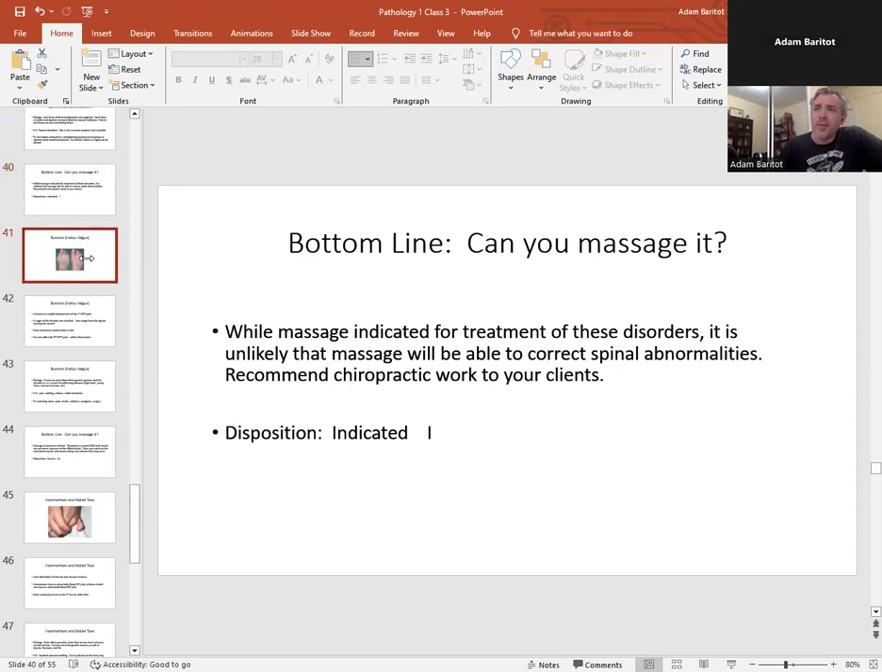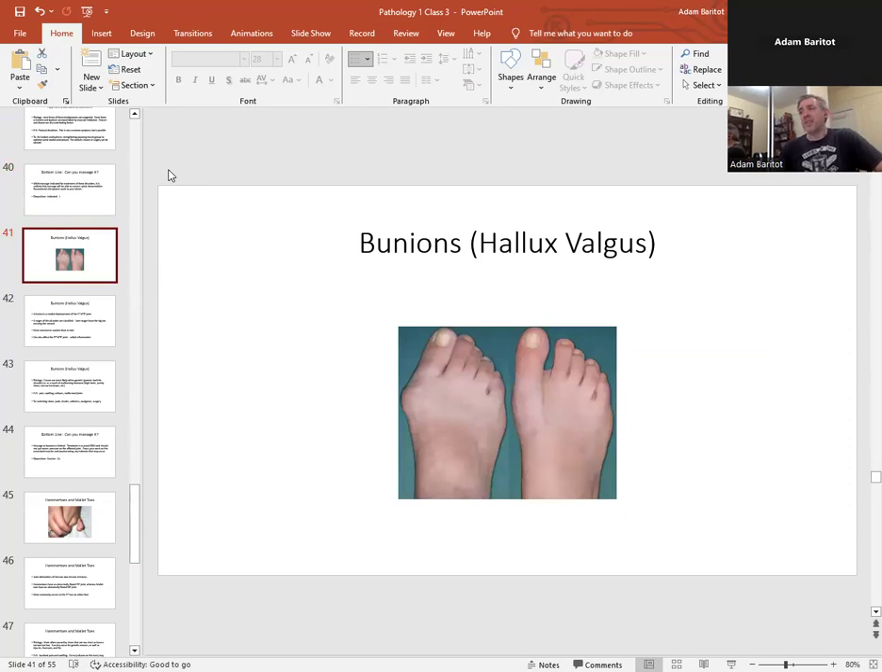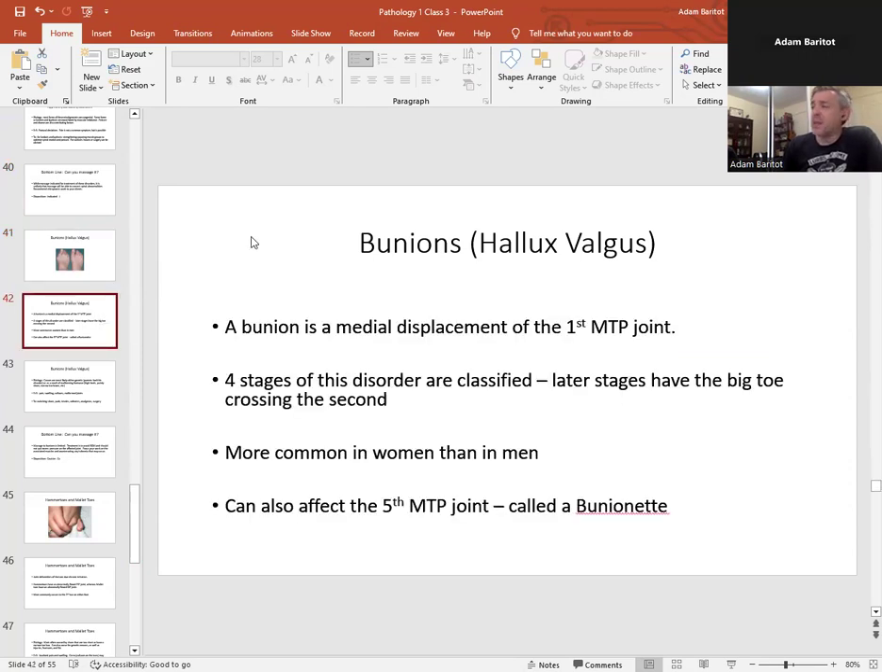Next up, we have bunions. The formal name for a bunion is a hallux valgus. A bunion is a medial displacement, deviating toward your midline, of the first metatarsophalangeal joint, or first MTP joint. Stages of the disorder are classified. You can see the images in your books of stage 1, 2, 3, and 4. Stages 3 and 4 have the big toe crossing the second.